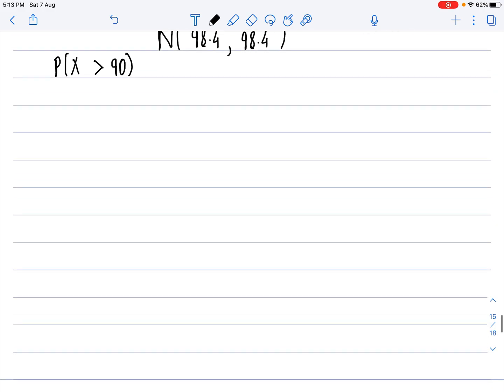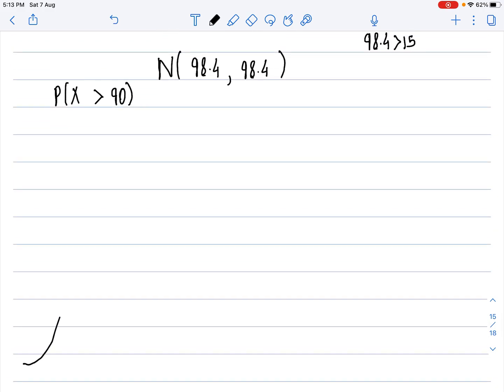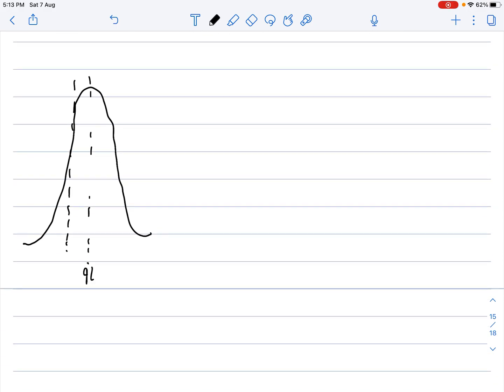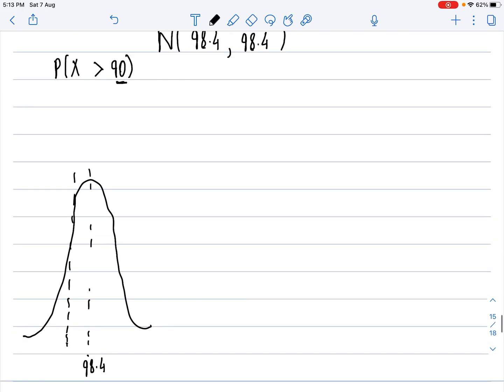Correct? So what I can do is I can basically make the normal distribution curve here. Correct? So here basically the lambda is basically the mean which I have here as 98.4, and here the value which I have is 90, which I know will lie less than the mean, let's say somewhere here. Okay, so 98.4 is the value here and 90 lies somewhere here. Now I need more than this value, so I basically need the area here which I have shaded. Correct? This is what I need.